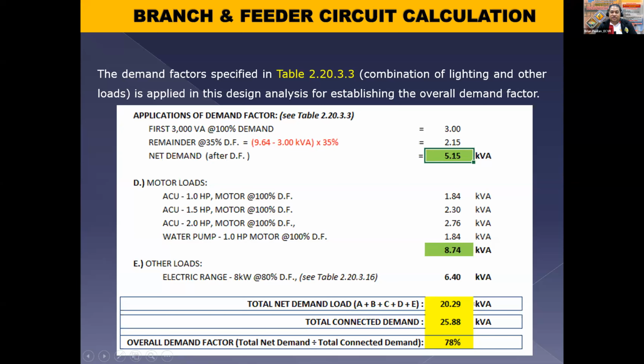To get the overall demand factor, 20.29 divided by 25.88 will yield a 78% demand factor. Okay? So this is really its application. How do we get the overall demand factor? It's not magic. Individually, they have to be treated individually. Okay? It's a tedious process, but if you care to really go through this process, you will become familiar with it.